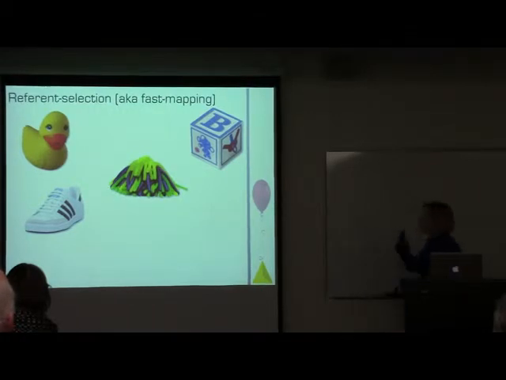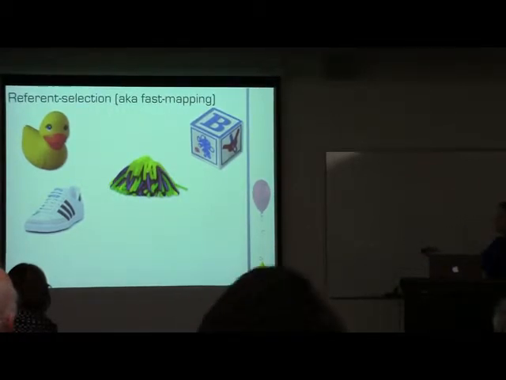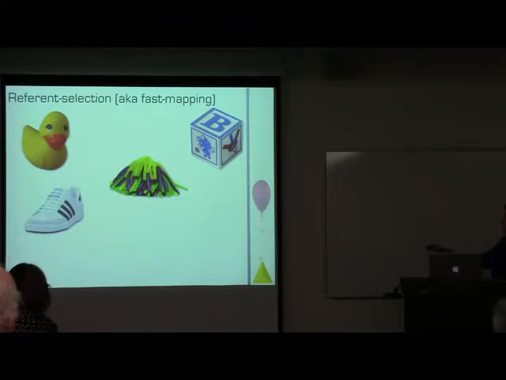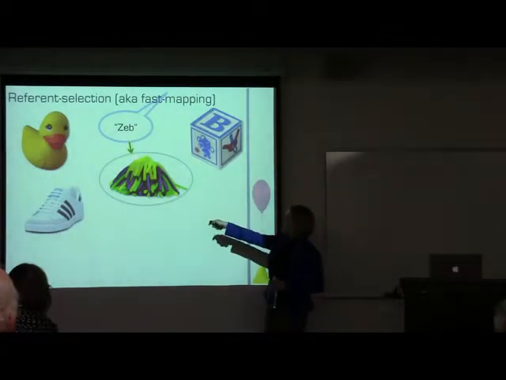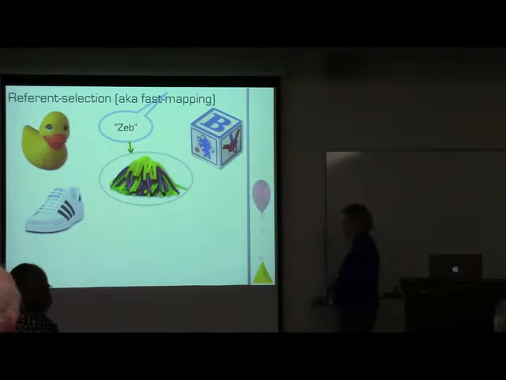In this task, what you do is give the child some stimuli that you probably checked with mom that they know the names of. Give them a novel name, and when you do that, children, 24-month-olds, will pick this object as the referent of the novel name.